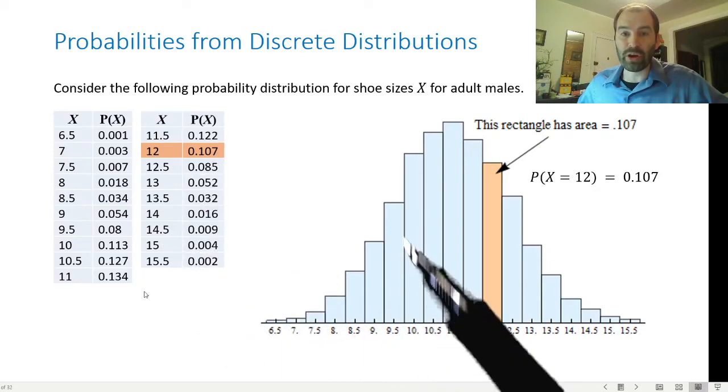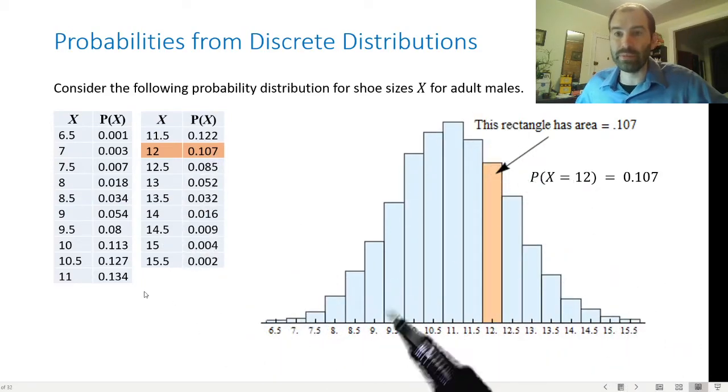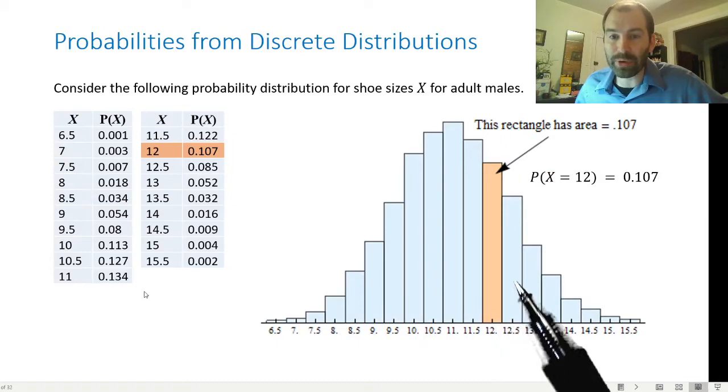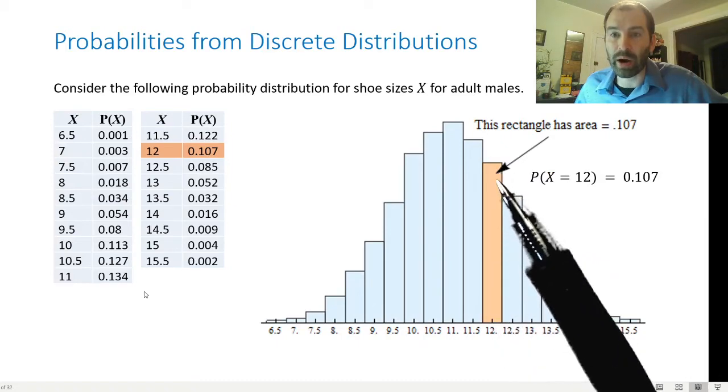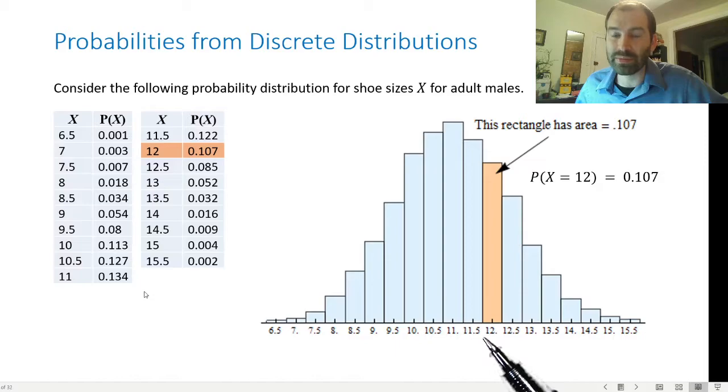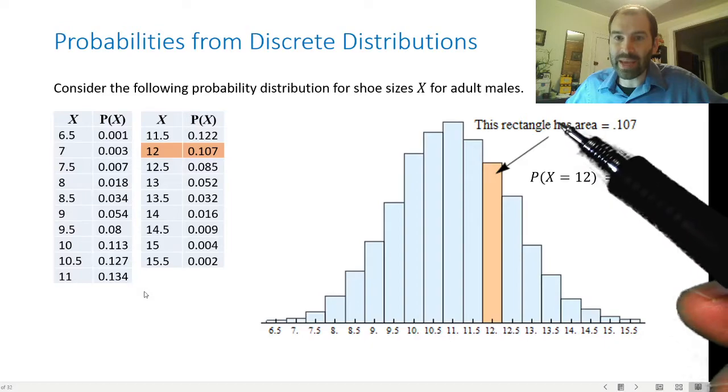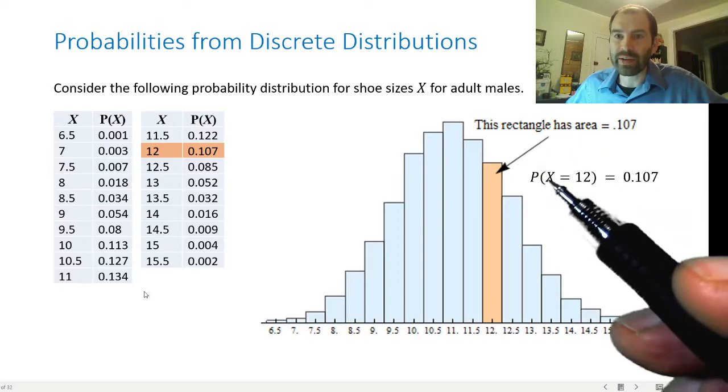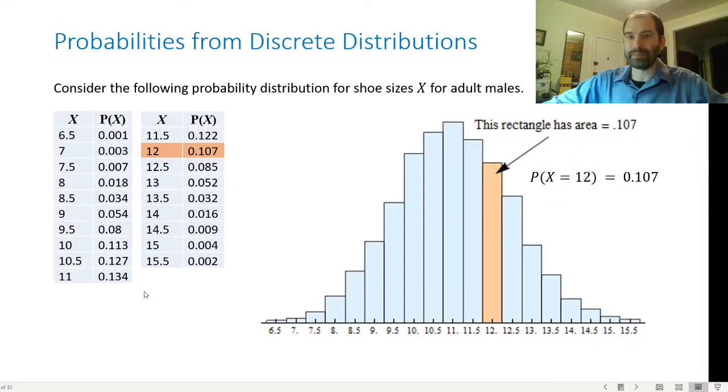Or you could even draw a graph of the discrete distribution, and the probability is given by the height of the bar that's above 12. And actually, when the bars have width 1, the height of the bar is the same as the area of the rectangle. That's another way to think about it.